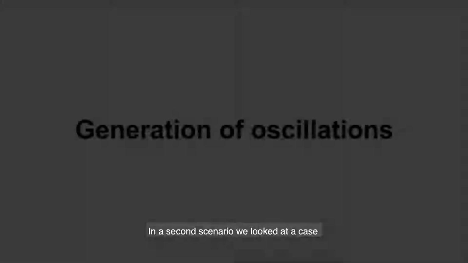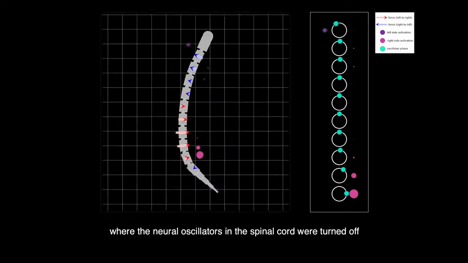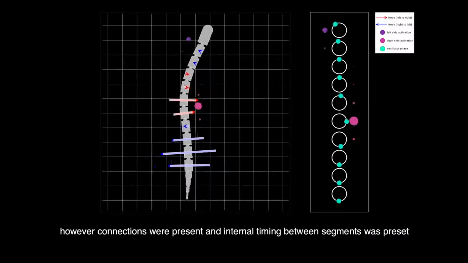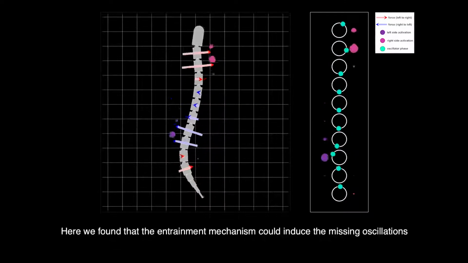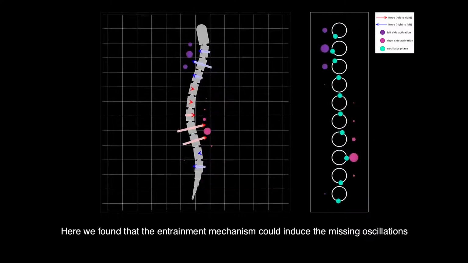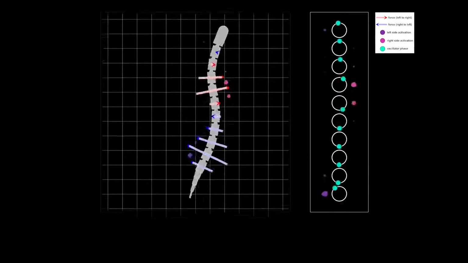In a second scenario, we looked at a case where the neural oscillators in the spinal cord were turned off, however connections were present and internal timing between segments was preset. Here we found that the entrainment mechanism could induce the missing oscillations and again lead to coordinated forward swimming.